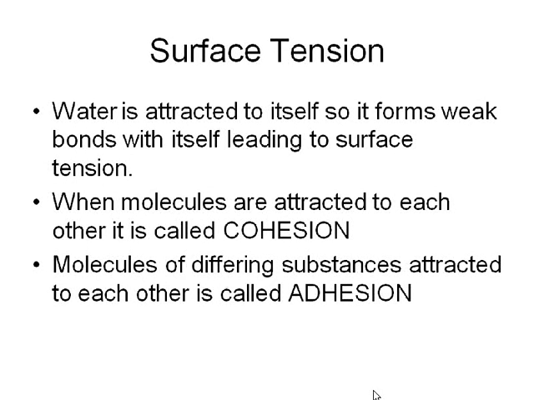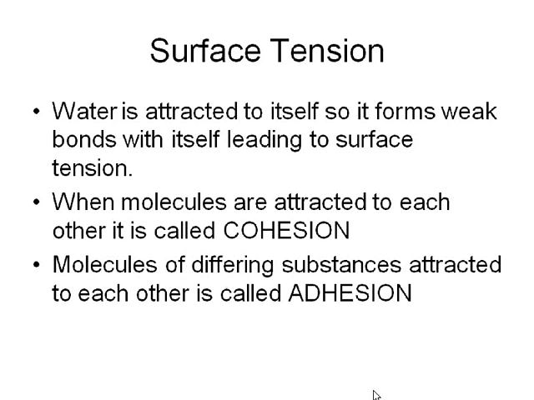Two words to describe substances being attracted to each other. When molecules are attracted to each other, it's called cohesion. Okay? Remember that this is going to mean molecules of the same substance. Okay? Molecules of the same substance. When water is attracted to water, that's cohesion. So surface tension is an example of cohesion.